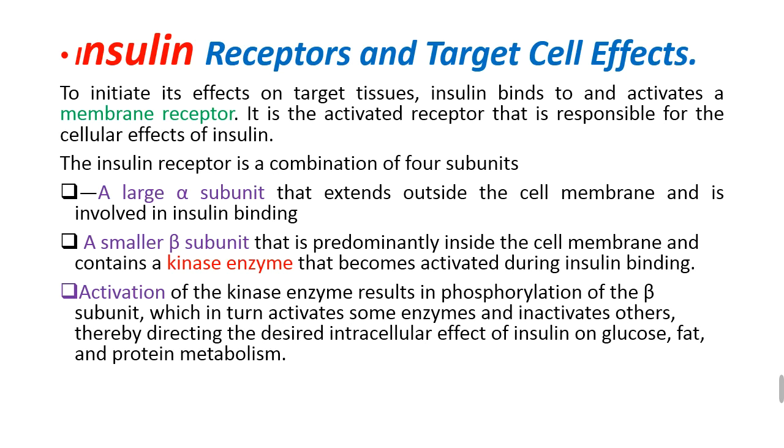a smaller beta subunit is predominantly present inside the cell membrane and contains a kinase enzyme that becomes activated by insulin binding to the large alpha subunits. The activation of kinase enzyme will result in phosphorylation of the beta subunit, which in turn activates some enzymes and inactivates other enzymes, thereby directing the desired intracellular effect of insulin on glucose, fat, and protein metabolism.